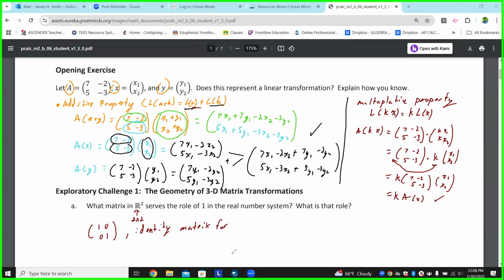That's the identity matrix for multiplication. Would this be the identity matrix if I was adding? Very good, which leads us into the next question. Has everyone got A down? I'm going to erase and move on.